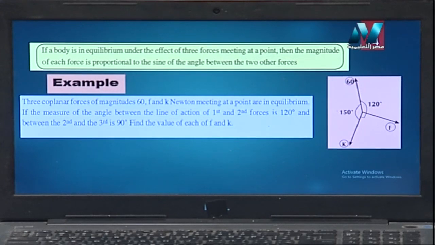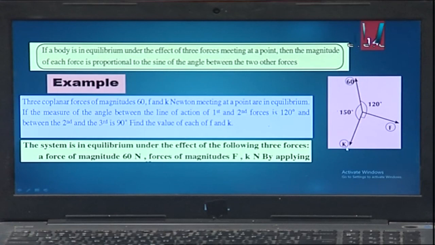We have to draw. We have three forces here acting at a point, F the first force, and 60 the second, and the enclosed angle between them is 120 degrees. We have 60 and K, the second and third forces, enclosing 150 degrees, and F and K enclose 90 degrees. So the system is in equilibrium under the effect of the following three forces: a force of magnitude 60 Newton, and forces of magnitude F and K Newton.